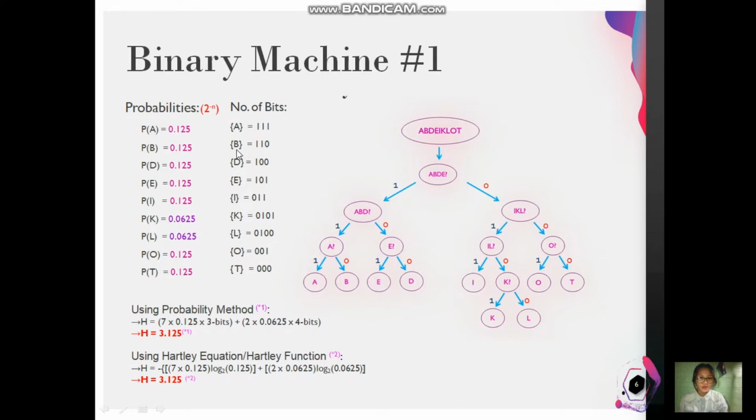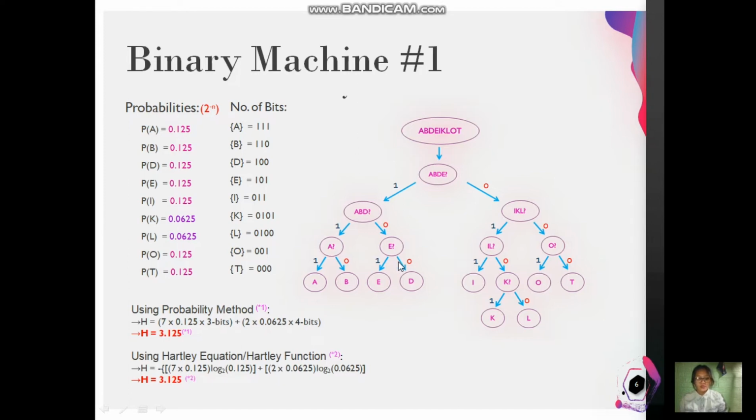Now, for letter B, it is 1, 1, 0. For letter D, it's 1, 0, 0. For letter E, it's 1, 0, 1. For letter I, it's 0, 1, 1. For letter K, it is 0, 1, 0, 1. For letter L, it is 0, 1, 0, 0. For letter O, it is 0, 0, 1. And for letter T, it is 0, 0, 0.